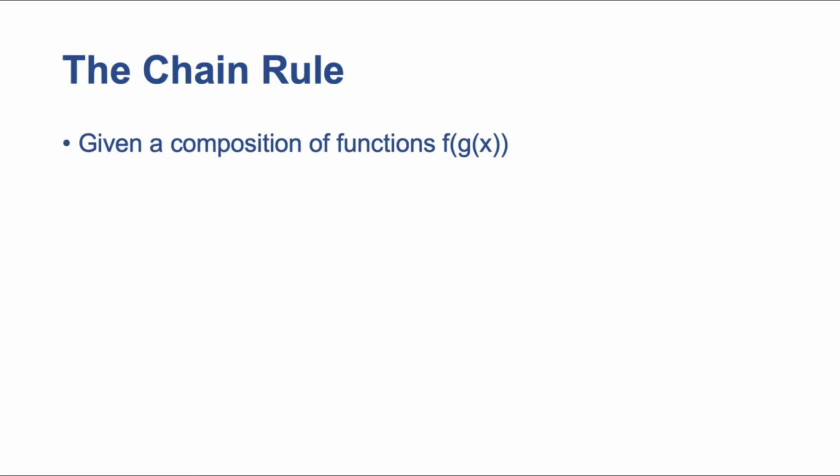So what is the chain rule? So fully abstractly, given a composition of functions, f of g of x, and this can go on, we can have more than just two functions. We could have f of g of h of x. Doesn't really matter. But the derivative of that is going to be f prime of g of x times g prime of x. Now this might seem a bit abstract, so let's do a couple examples.